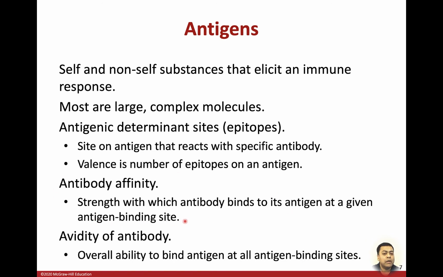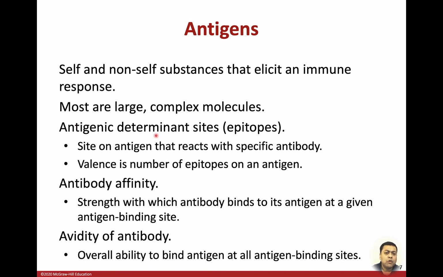This is also important. It gives you an idea that some antigens bind weakly to the antibodies, and these are considered weak immunogens. On the other hand, there could be a strong immunogen which binds much more strongly to the antibodies. Another important term is the avidity of the antibody, which is the overall ability to bind to the antigen at all binding sites. What we mean by that is there is a subtle difference between the antigenic determinant sites, or the epitopes.